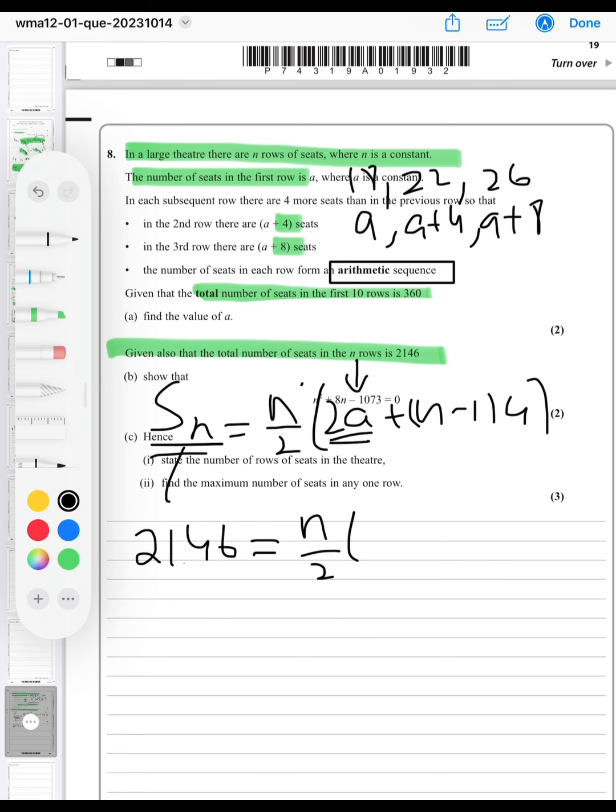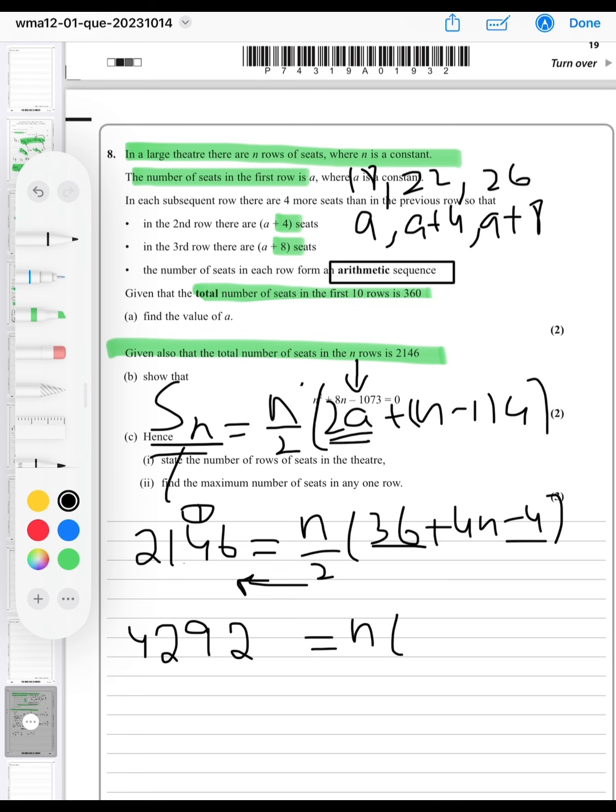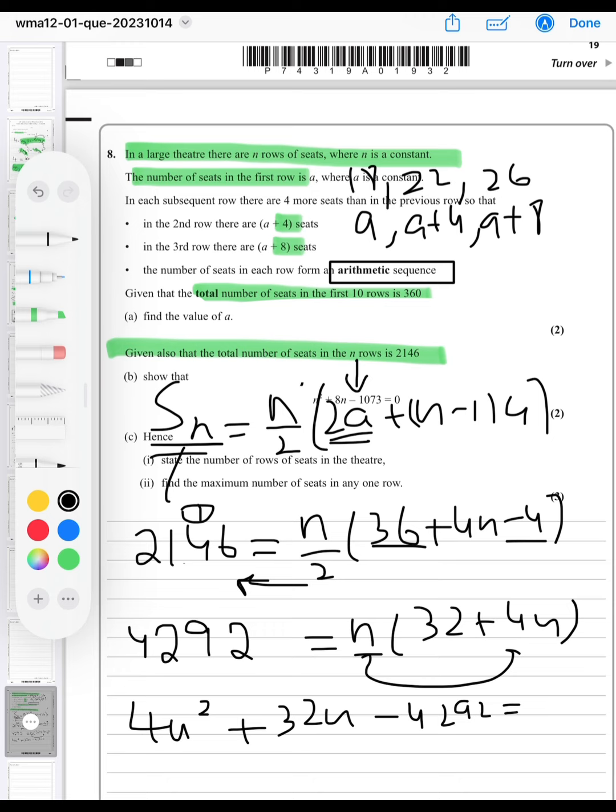So n upon 2, and 36 plus 4n minus 4, and this 2 will come to this side and multiply with the 2146, which results in 4292, then equals n, and 36 minus 4 will be 32, plus 4n. So now we'll arrange this by multiplying. n with 4n will result in 4n square, and then with 32 will result in 32n, and then minus 4292, this equals 0.